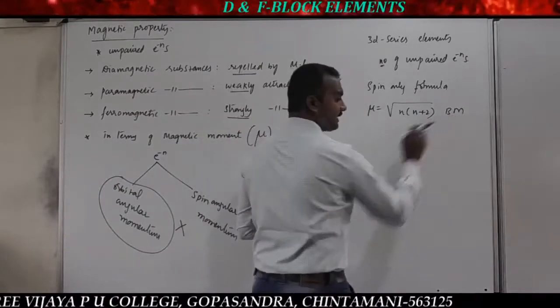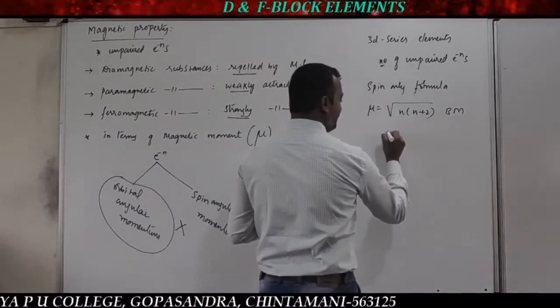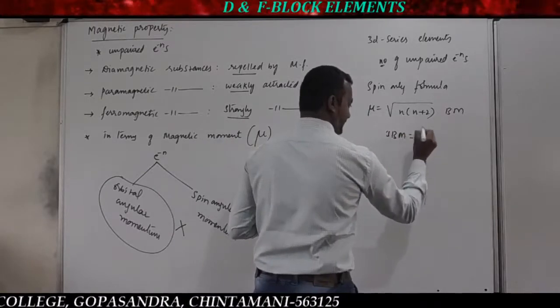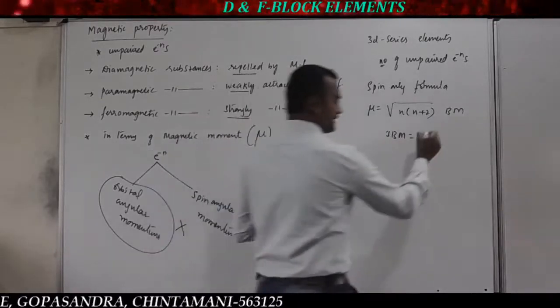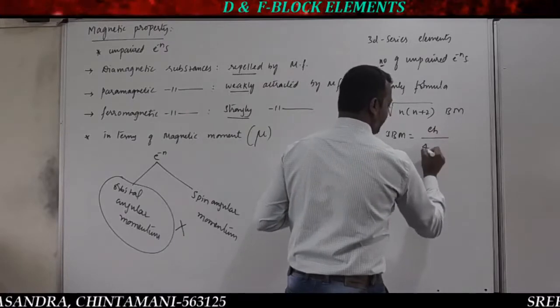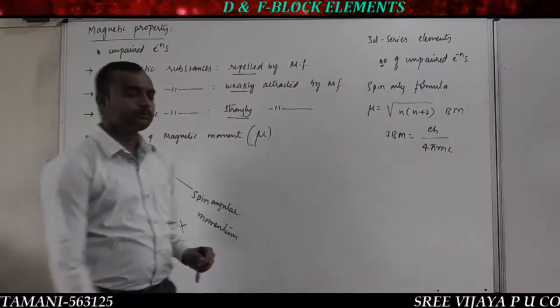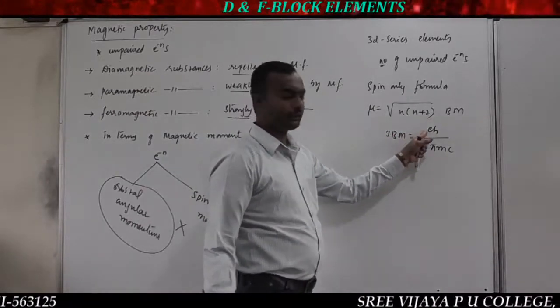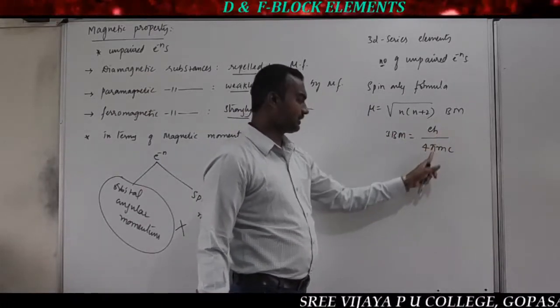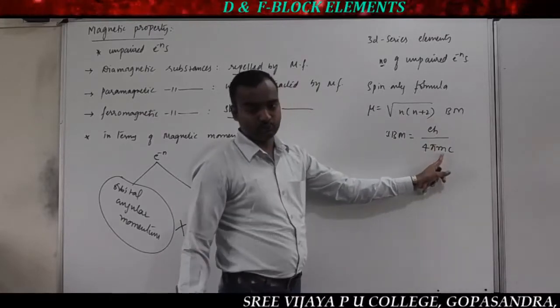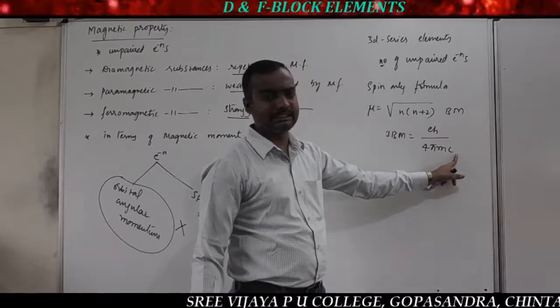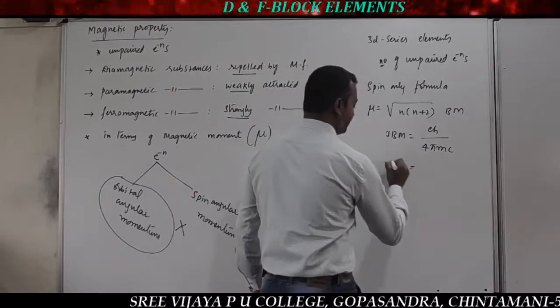Then Bohr magneton is an important unit. This is for competitive exams. One Bohr magneton is equal to eh divided by 4 pi mc. This is the formula to calculate one Bohr magneton. Here e is the charge of an electron, h is Planck's constant, pi value is 3.142, m is the mass of the electron, and c is the velocity of light. So what is the one Bohr magneton value?